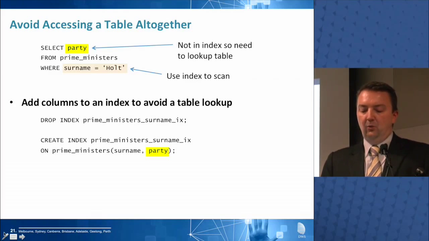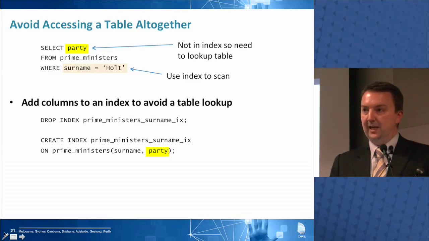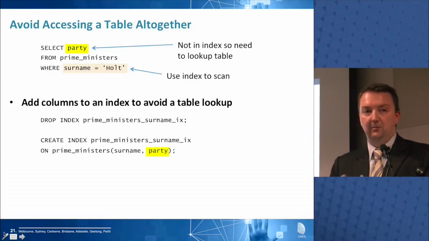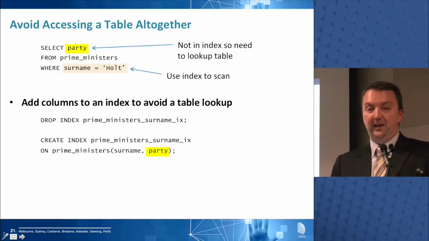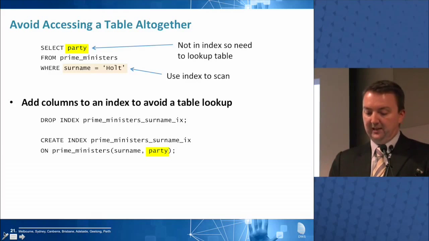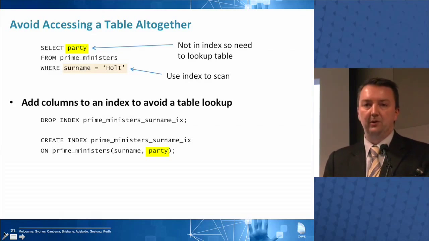What if I dropped that index and recreated it? So create index prime ministers surname IX on prime ministers, and I added another column to the index, on surname and party. Now, when I'm looking in the index, I can scan on just surname. I don't need to scan on surname and party. I can scan on any leading subset of the index. So I'm reading this index by surname. I've found Holt in there. What does this SQL want? Well, it just wants party where surname equals Holt. Hang on, I've got party sitting in the index. Do I need to look up the table? No. I've got everything I want sitting in the index.